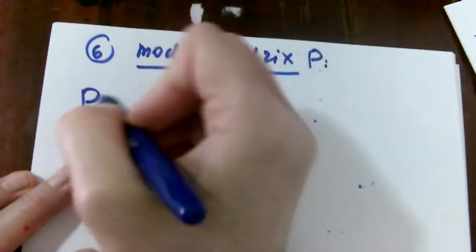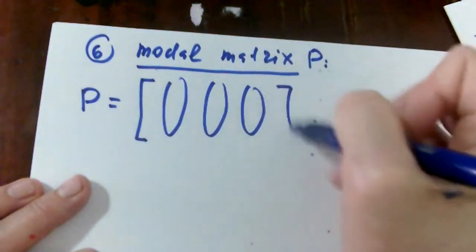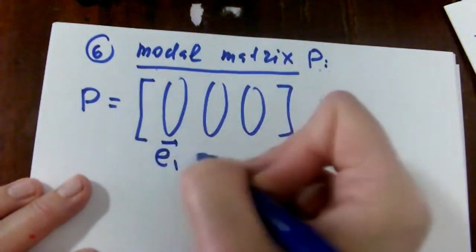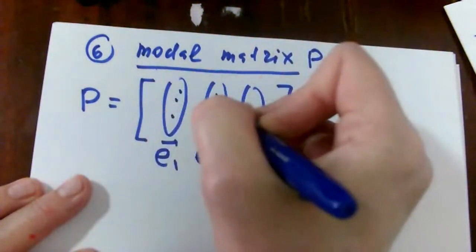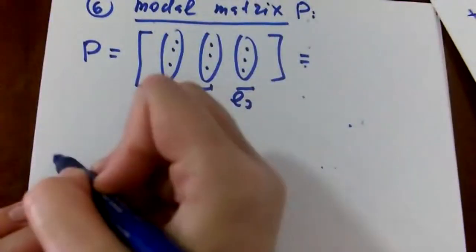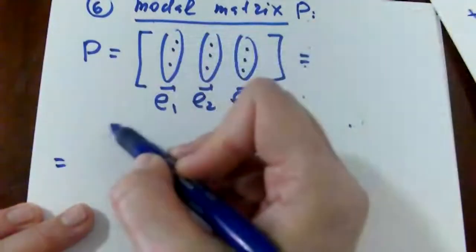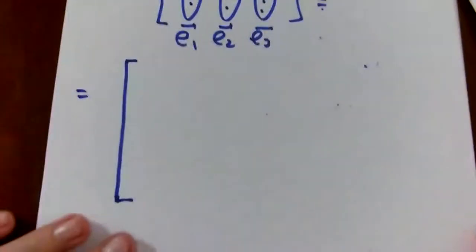So let me remind you that model matrix is a matrix whose coordinates are components of these normalized vectors E1, E2, E3. They all have three components here. So let me write it down symbolically. And we are quite ready. We already have these vectors. That is why we need just to substitute them here.